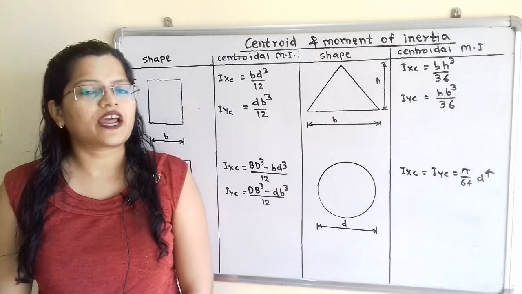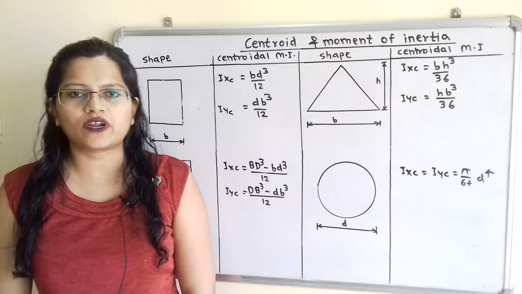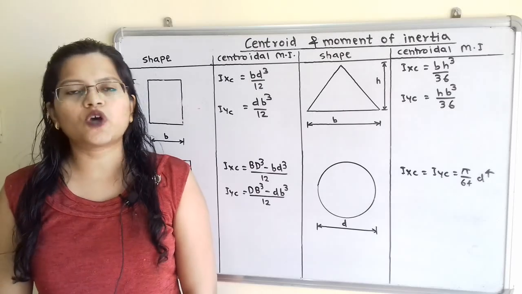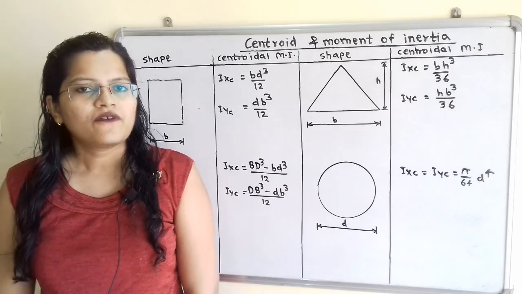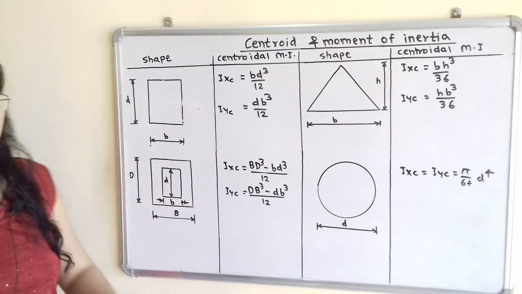Let us understand moment of inertia of different shapes along centroidal axis. This is the important data to solve the problems on centroid and moment of inertia. First shape is rectangle with base B and height D.